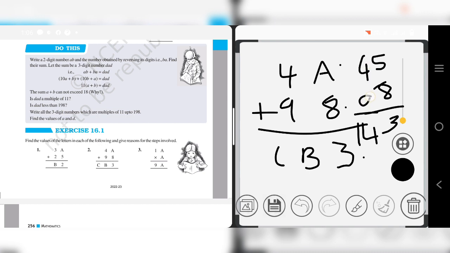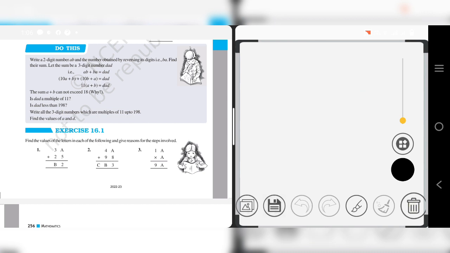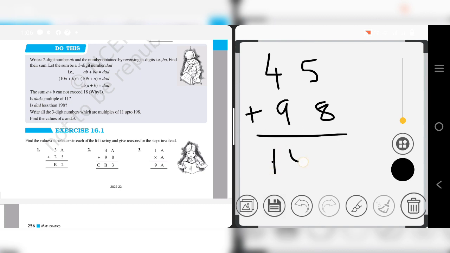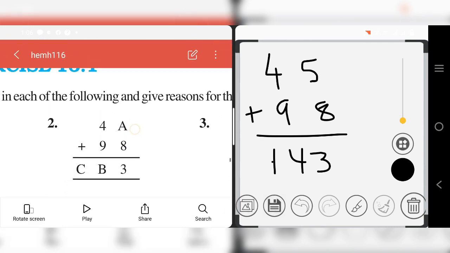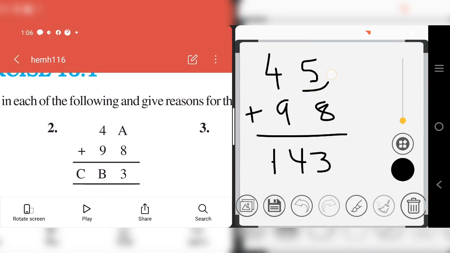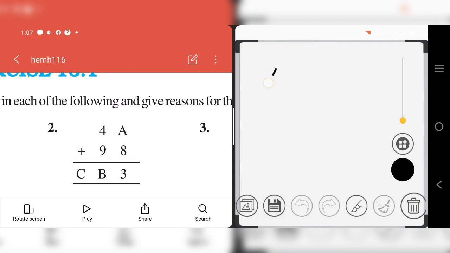Okay, so let's write it once again. 45 plus 98 is equal to 143. So here there was A, B and C, and we have found that A value is 5, B value is 4 and C value is 1. So let's write it. A value is 5, B value is 4 and C value is 1. So we have solved second one. Now let's go for third one.